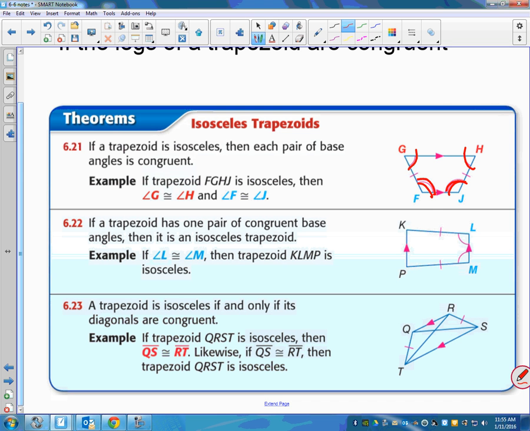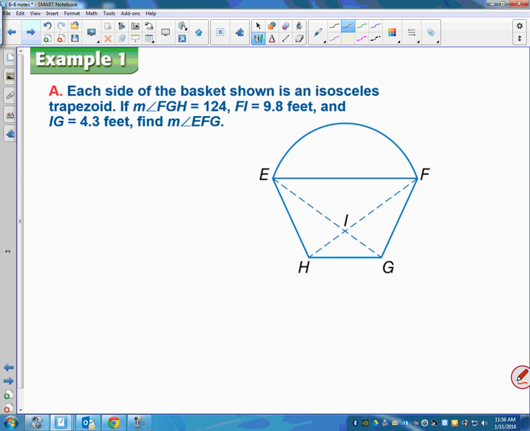So just like everything else we've done in this chapter, now they can give you pictures and they can give you information, and based on what it is, you should be able to solve for the missing information, whether it's numbers or whether it's letters. It says each side of the basket shown is an isosceles trapezoid. If the angle FGH equals 124 degrees, FI equals 9.8 feet, and IG equals 4.3 feet, find the measure of angle EFG.